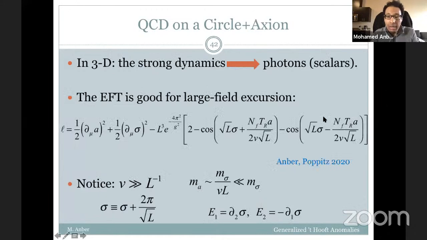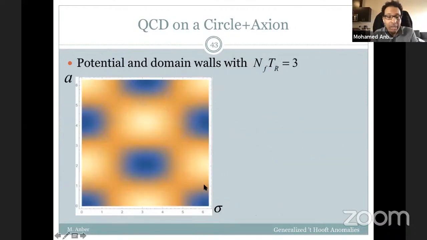So now this is a potential, and I can plot this potential in the sigma A plane. So I get the following density plot. Basically, here I'm taking N_F equal to 3 just for illustration. I have 6 vacua, and these vacua are represented by the blue circles here. And let us try to understand what happens between these different vacua.